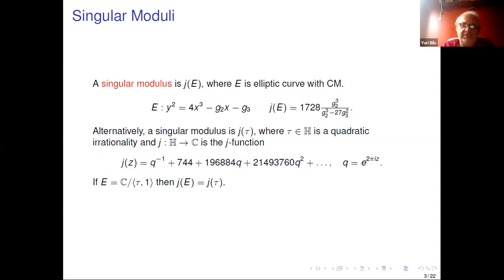And j, if you consider it as a function, is the famous analytic function, the j-invariant function. It has this famous Fourier expansion with nice coefficients that have many interesting properties, but we don't really care about those properties. Actually, in my work, the only fact I use about these coefficients is that they are non-negative real numbers. These two definitions are of course related. If the elliptic curve E is obtained by quotienting the complex plane by the lattice generated by τ and 1, then the j-invariant of this curve is just j(τ). So a singular modulus is this number.